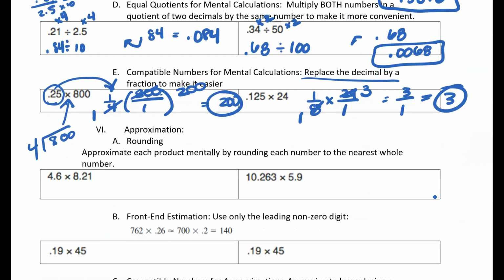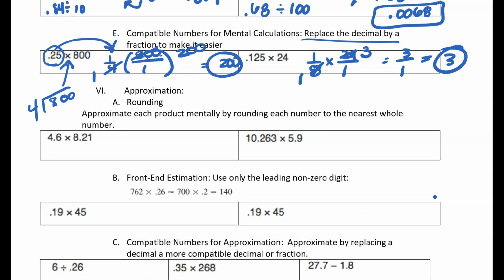Okay, so for rounding, approximate each product mentally by rounding each number to the nearest whole number. So 4.6 is closer to 5 than it is to 4, so I'm going to say that's approximately 5 times 8.21, which is closer to 8 than it is to 9. So this would be approximately 40. So this number would round, it's closer to 10 times this, which is closer to 6. So I don't want to put equals, I want to do squiggly equals because that means approximate, so approximately 60.